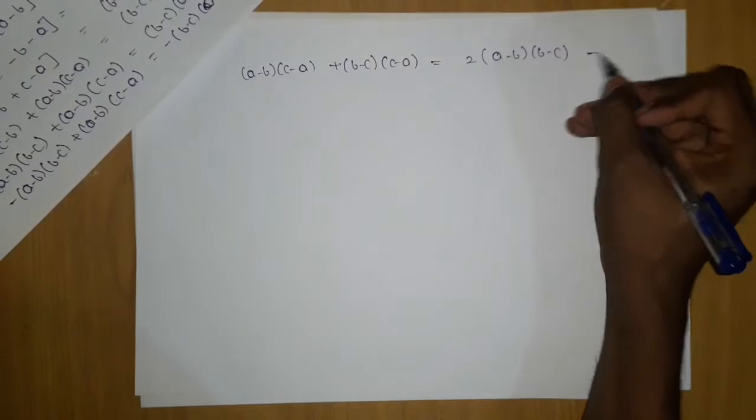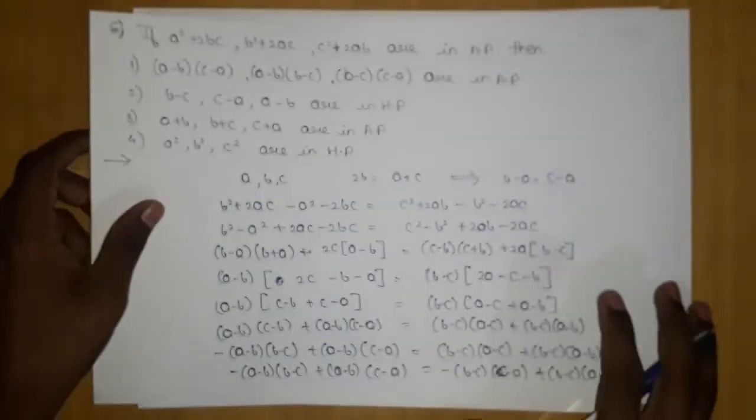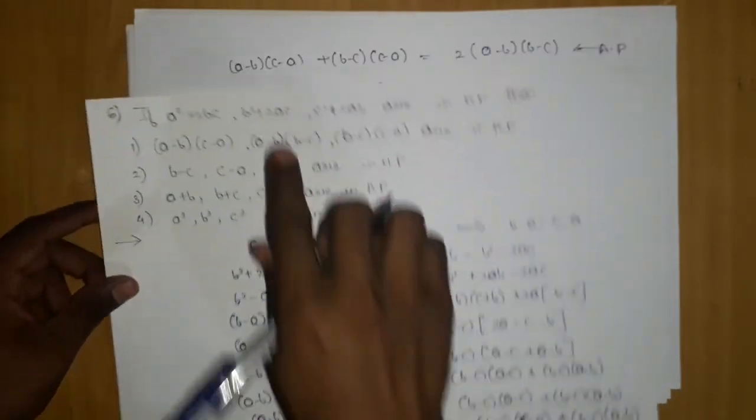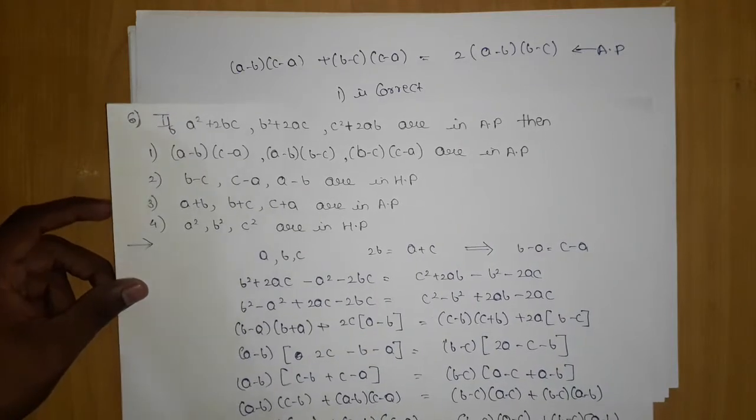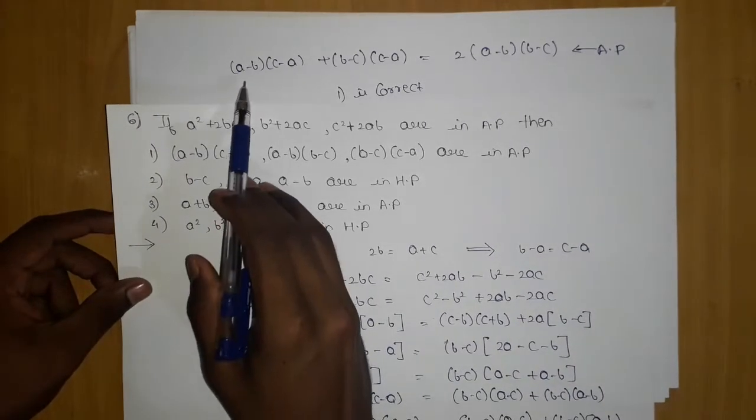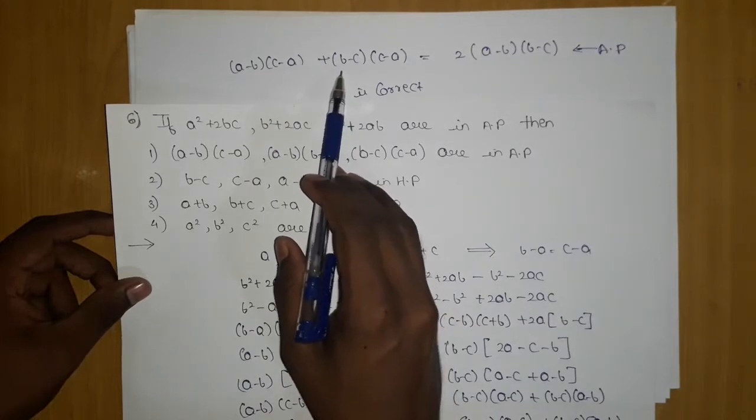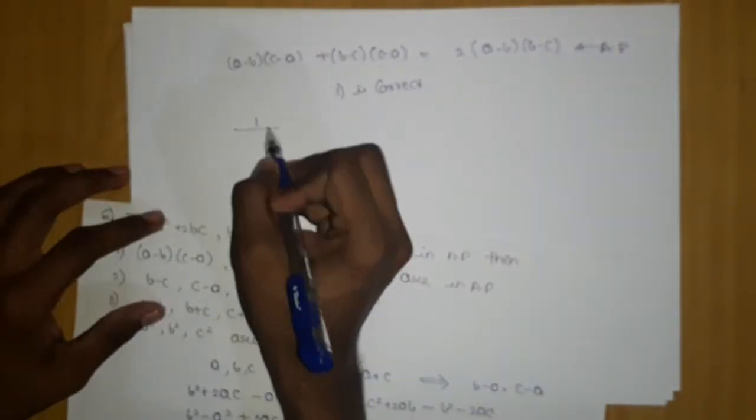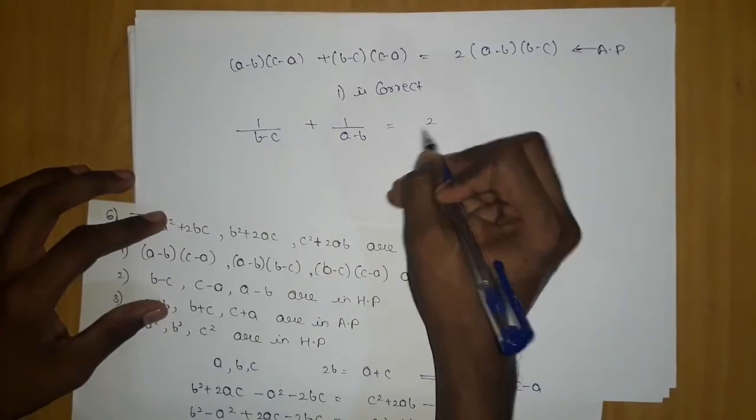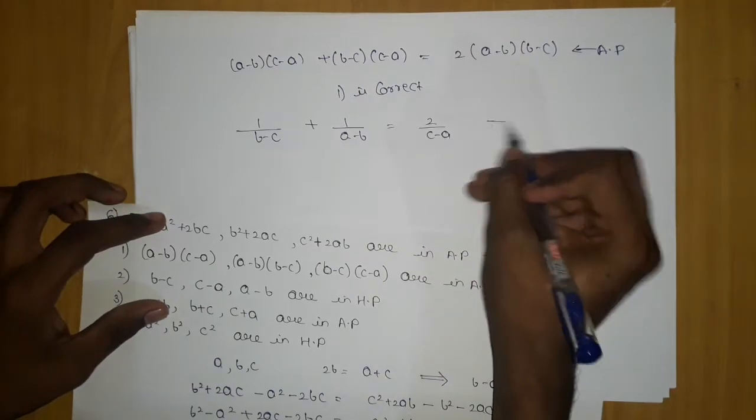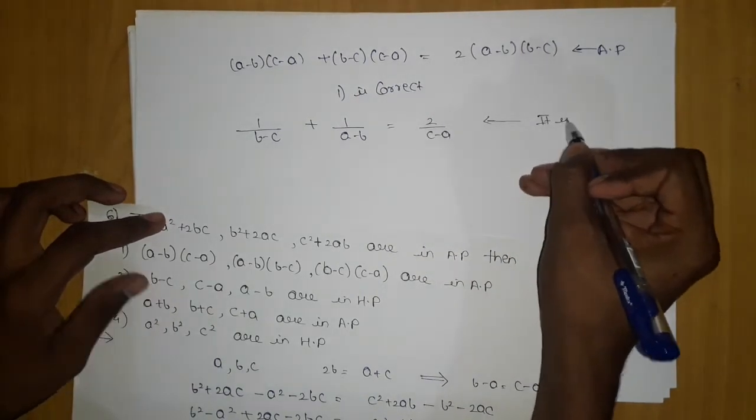Now isn't this like the AP condition where the terms are these? So the first condition is right, so the first is correct. Now can we prove from this thing? How can we prove? If I divide by a minus b, c minus a, and b minus c, the three terms, let's see what we get. We are getting here b minus c, here we will get a minus b, here we will get 2 upon c minus a. So it is just a reverse, it is AP.